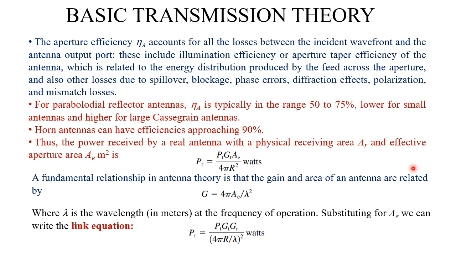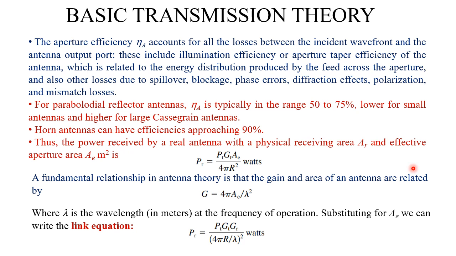The aperture efficiency eta A accounts for all the losses between the incident wavefront and the antenna output port. These include illumination efficiency or aperture taper efficiency of the antenna, which is related to the energy distribution produced by the feed across the aperture, and also other losses due to spillover, blockage, phase errors, diffraction effects, polarization, mismatch losses, etc. For a paraboloidal reflector antenna, eta A is typically in the range of 50 to 75%, lower for smaller antennas and higher for larger Cassegrain antennas. Horn antennas can have efficiencies approaching 90%.